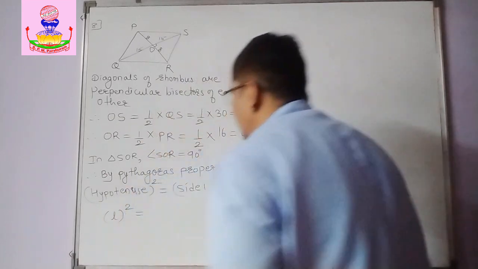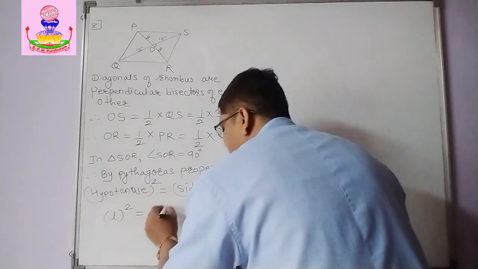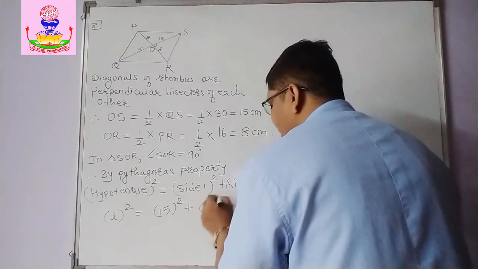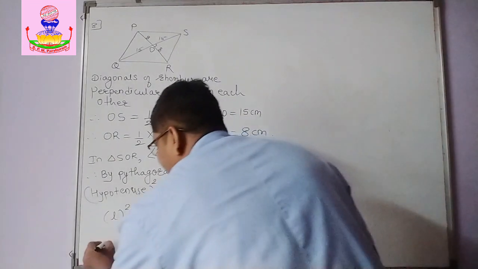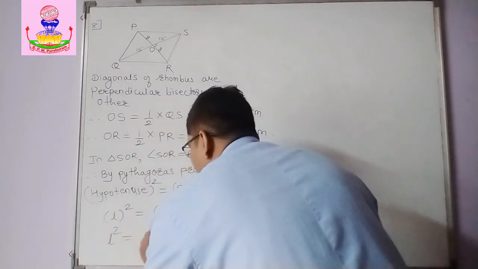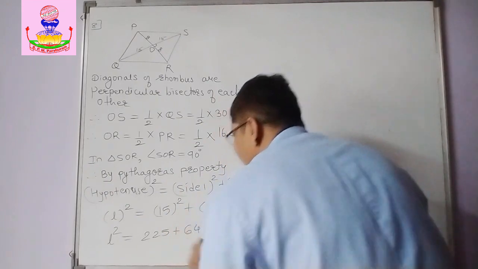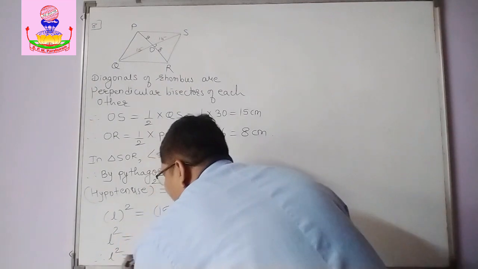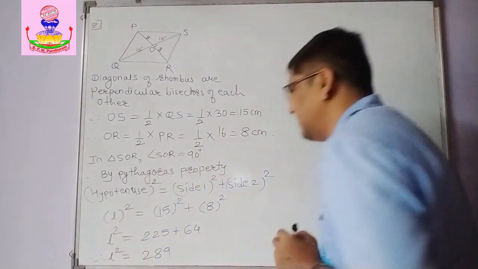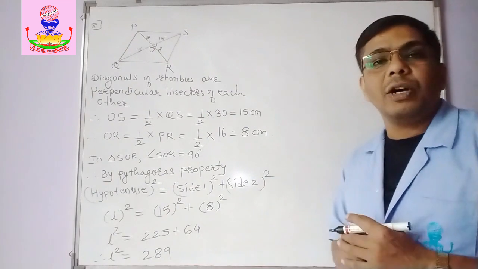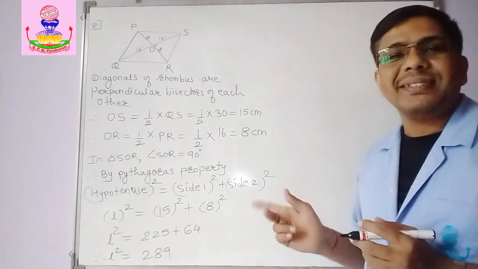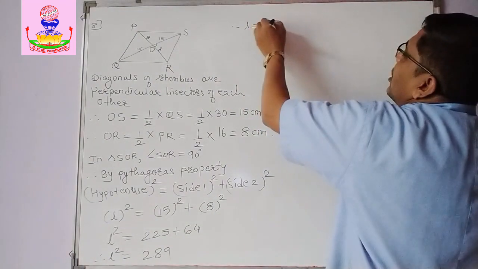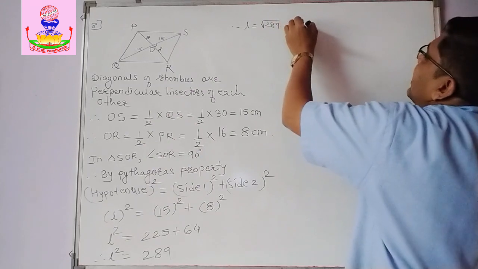So L square is equal to side 1. Suppose it is 15. So 15 square. Side 2. It is 8. So 8 square. So L square is equal to 15 square, that is 225, and 8 square, 64. So therefore L square is equal to 289. Now I want to find value of L. Opposite of square, square roots. So taking square root, you will have L is equal to square root of 289.